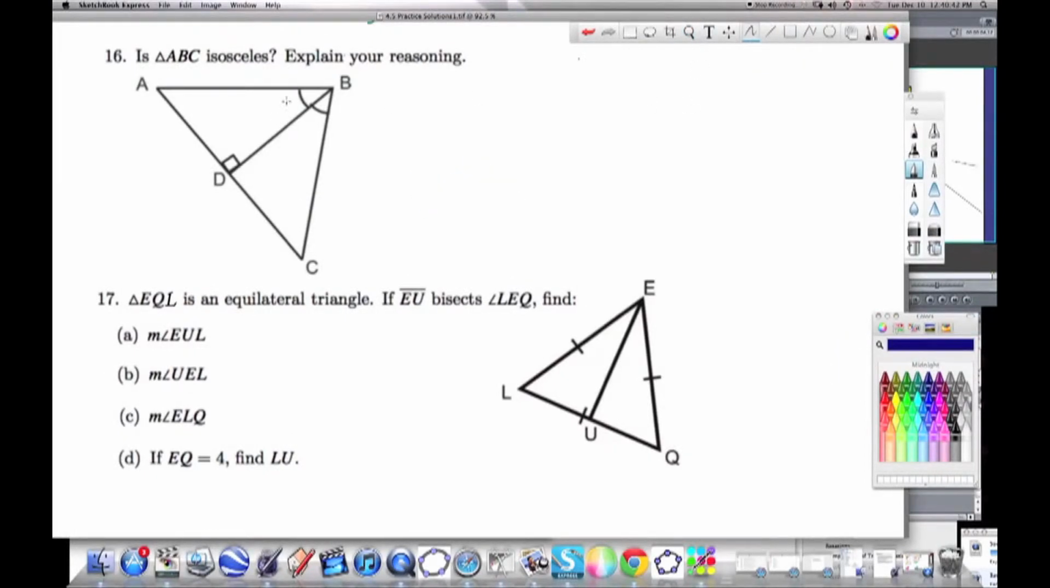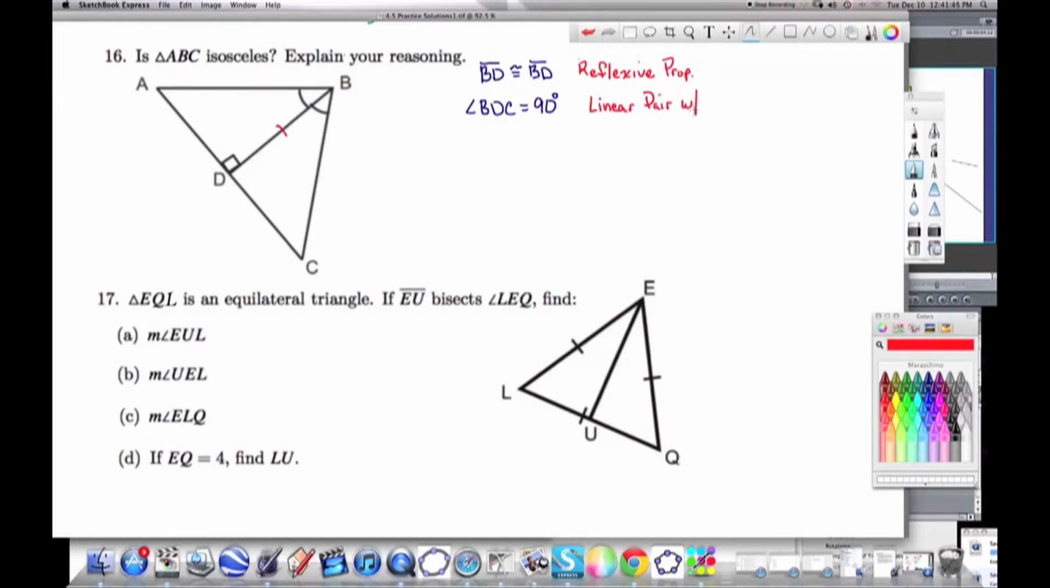16, is triangle ABC isosceles? Explain your reasoning. Well, we already know that angle ABD is congruent to angle CBD. So I probably should have written that. We know that segment BD is congruent to segment BD. That's the reflexive property. And I know that angle BDC is 90 degrees because it's a linear pair with angle BDA. So now I have triangle ABD is congruent to triangle CBD because it's angle side angle.